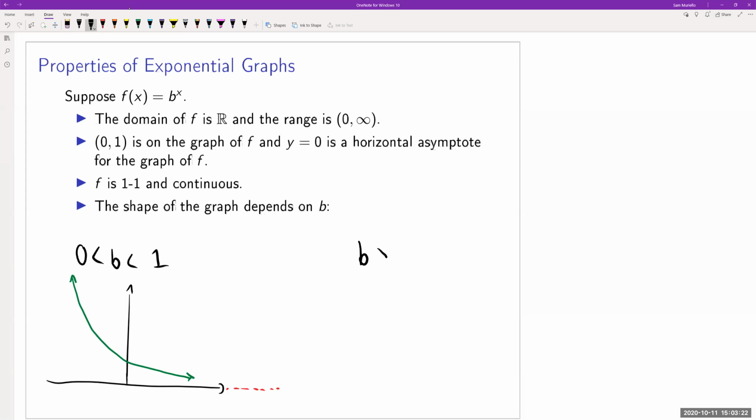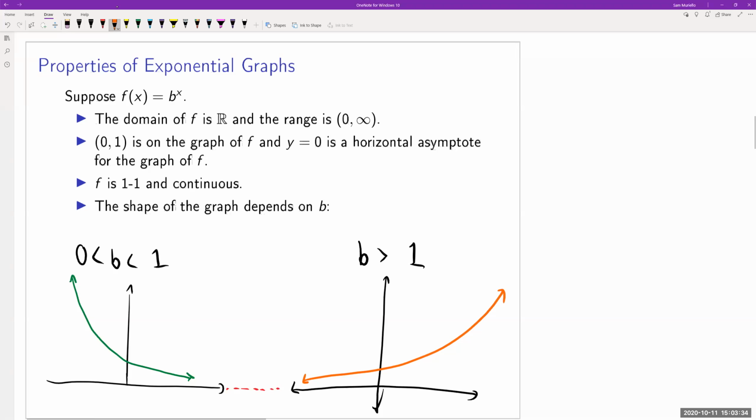This is opposed to when b is larger than 1, which will give us a graph looking just like the one we looked at earlier, growing when you move to the right. Both of these graphs go through the point (0, 1), regardless of what the base is. Both of these have the same horizontal asymptote and similar end behavior. The only difference is that the first graph is decreasing from the upper left, whereas the second graph is increasing towards the upper right.